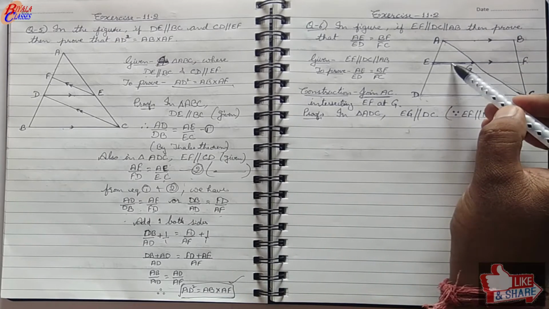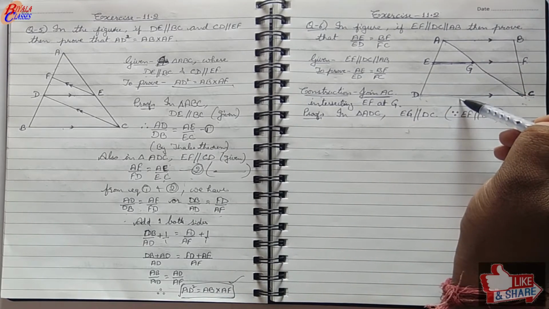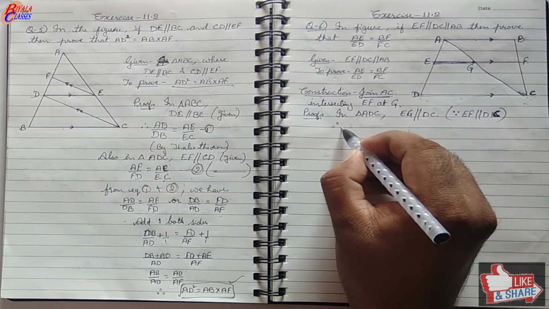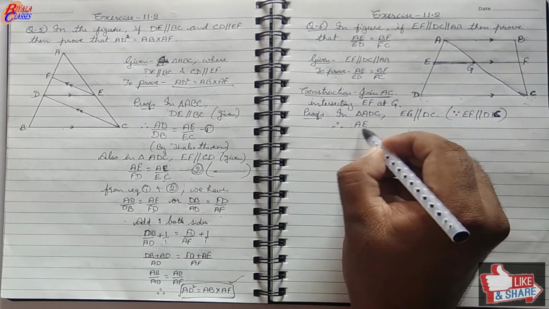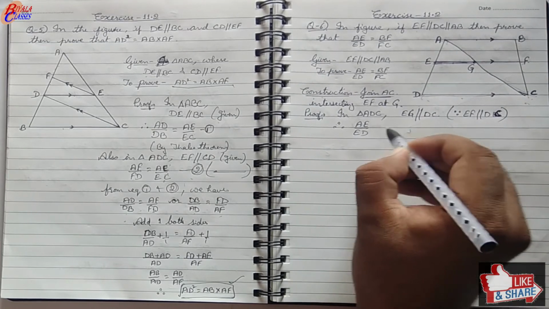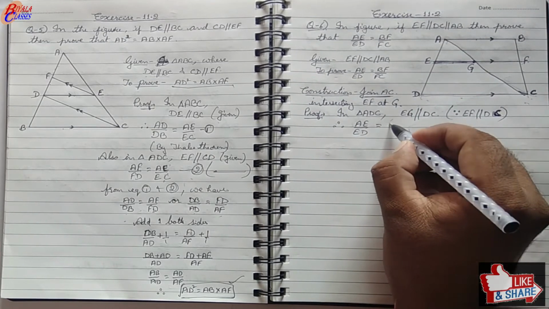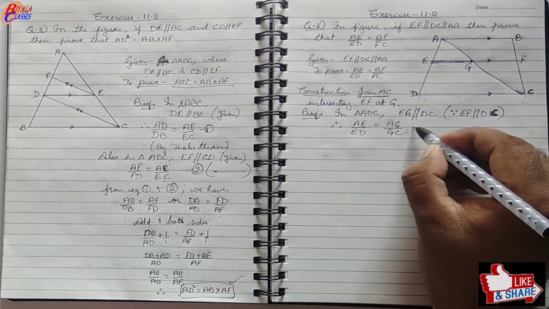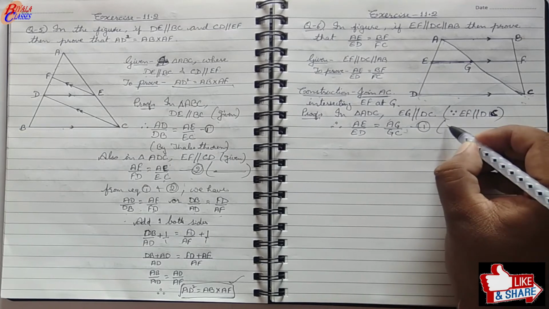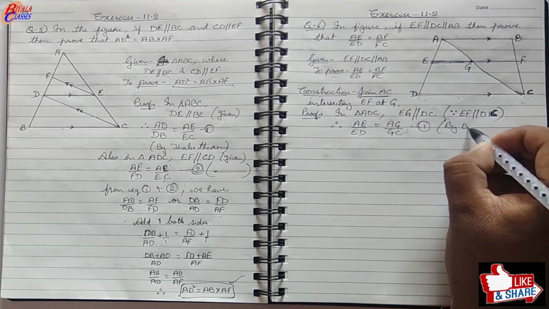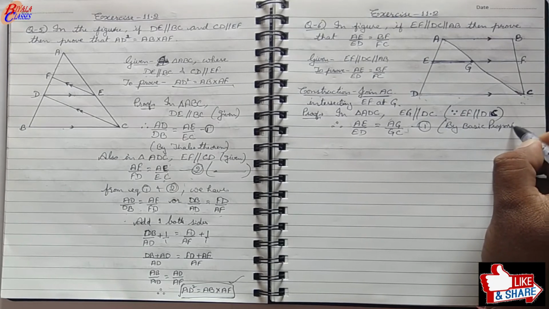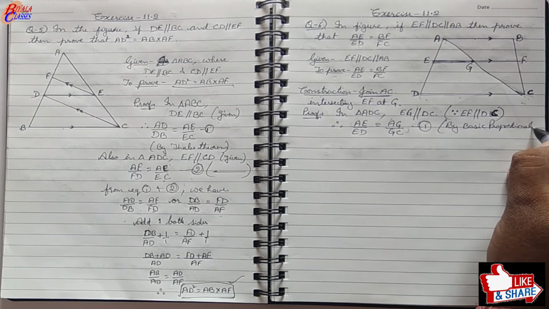So if EG is parallel to DC, then by using the basic proportionality theorem, what do we have? We have AE upon ED is equal to AG upon GC. This is by the basic proportionality theorem, or you can also call it the Thales theorem.